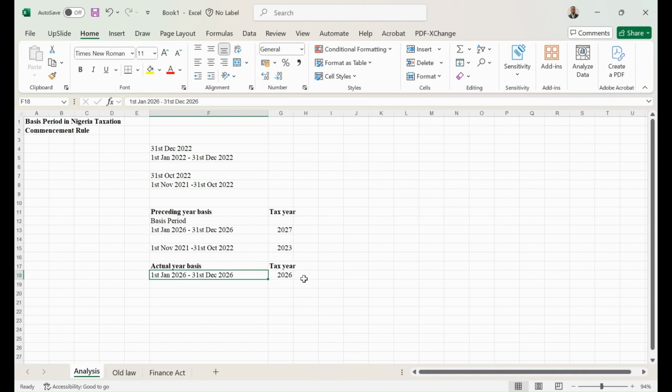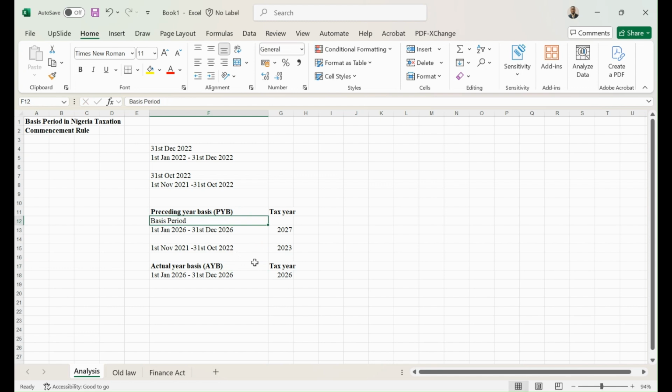So I hope it's quite clear on how to differentiate between actual year basis and preceding year basis. An example of taxes that we assess on actual year basis is the personal income tax, or taxation of an employee, of employment income. Actual year basis can also be written in short as AYB, while preceding year basis can also be written in short as PYB. Just get used to these acronyms because we're going to be using them more often.